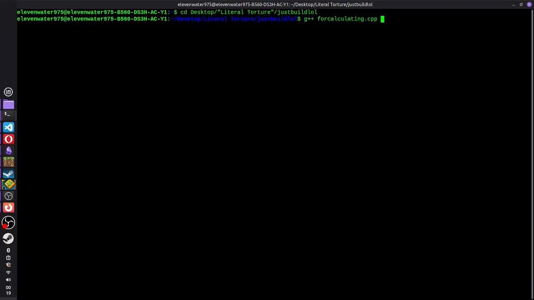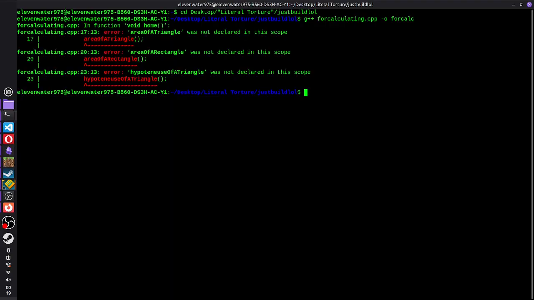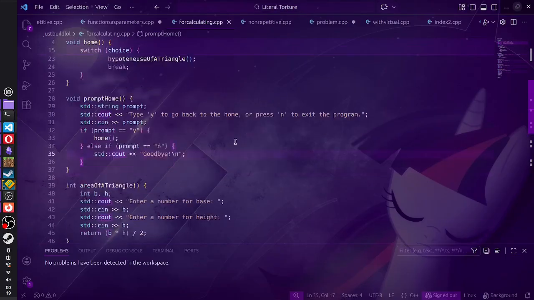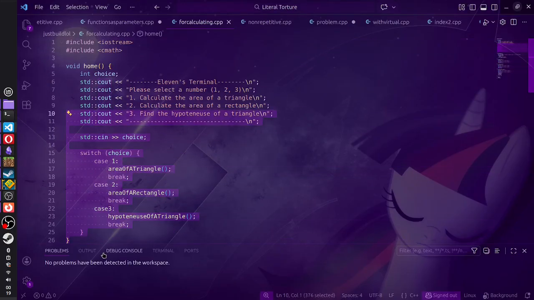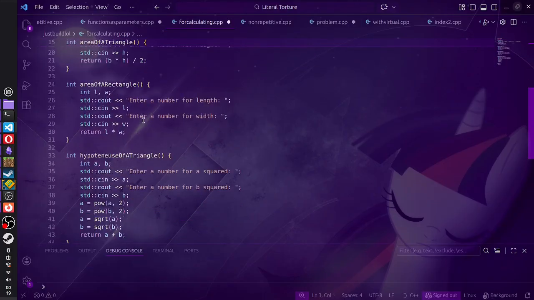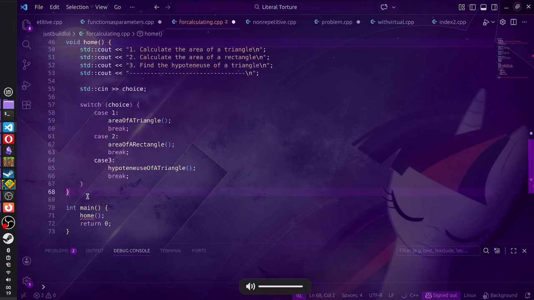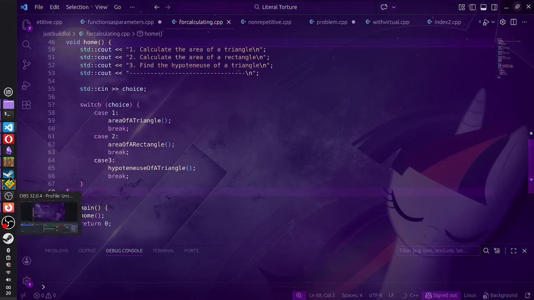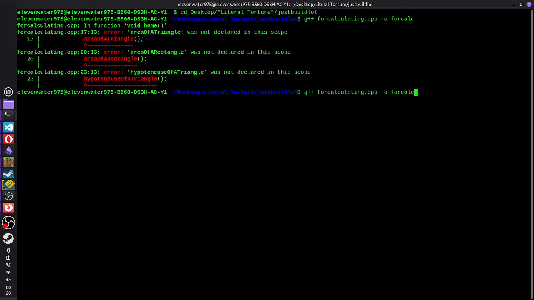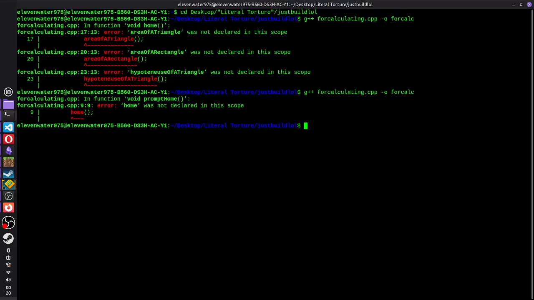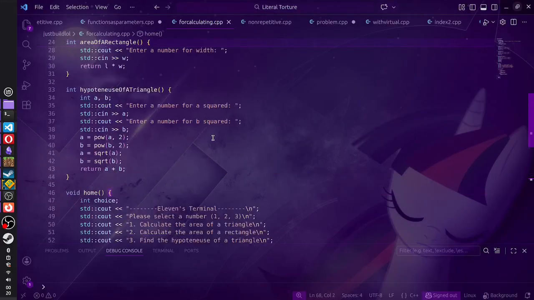Yeah, I prefer actually using my terminal than the actual VS Code terminal, because I like my terminal. Not declared in the scope. Yep, I thought that would happen. Yep, I thought so. Was not declared in the scope. Oh, God.